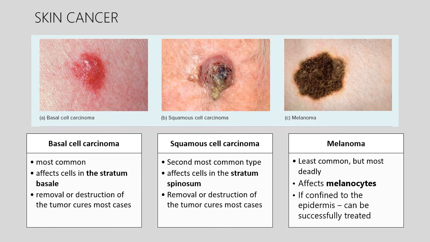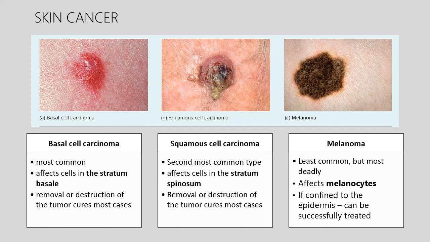Now, you also have your second type, which is your squamous cell carcinoma, and this is the second most common. They affect cells in the stratum spinosum. And also, they appear as wart-like growths, possibly a persistent scaly red patch or an open sore, or an elevated growth with a central depression. Usually, these lesions may bleed. And also, same with your basal cell, removal or destruction of the tumor would cure this type of cancer.